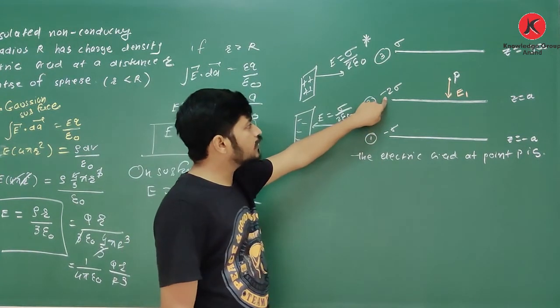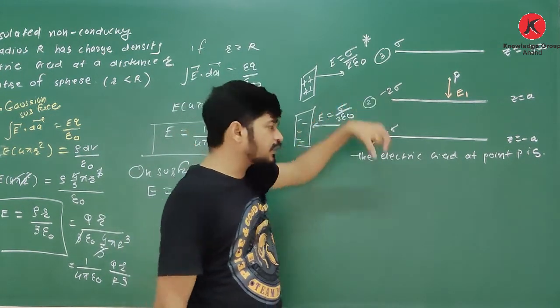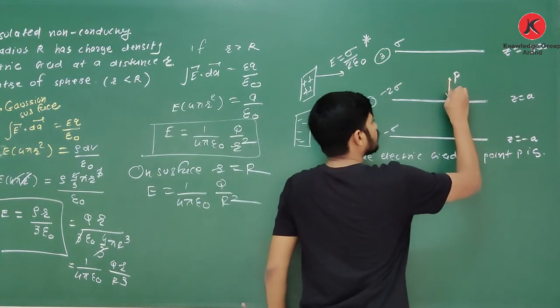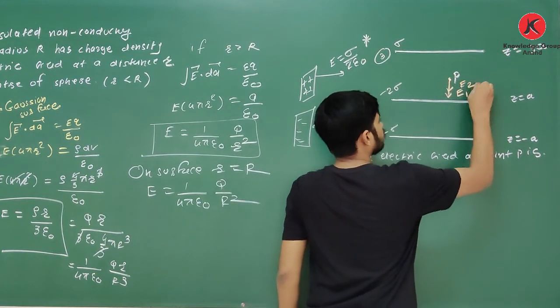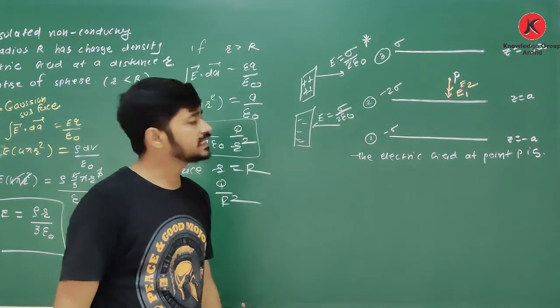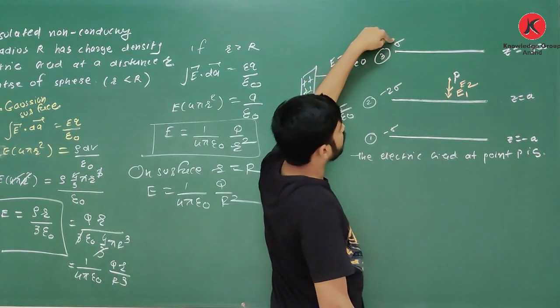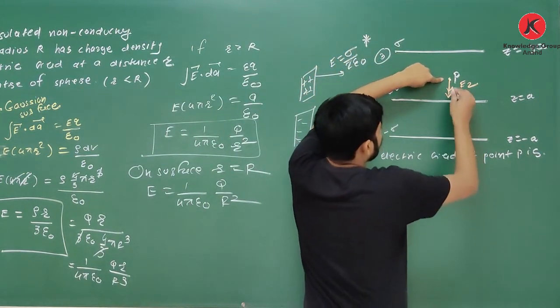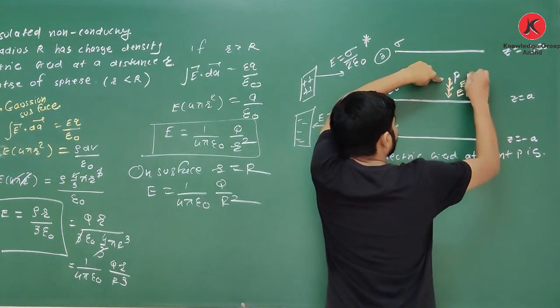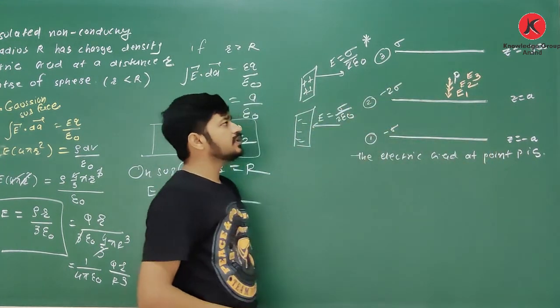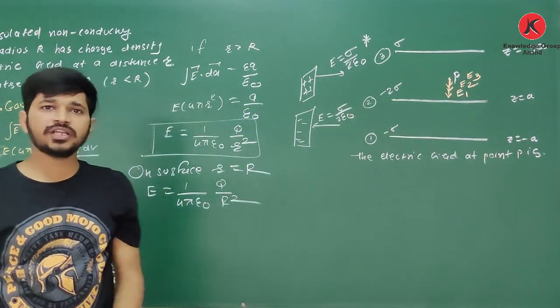The second plate is also negative, so due to negative charge, the electric field is again towards it, so E2 is also in this direction. Yes or no? Yes. Due to the third plate, which is positive, the field at point P is away, in this direction. So that is E3. So E1, E2, and E3 are in the same direction.